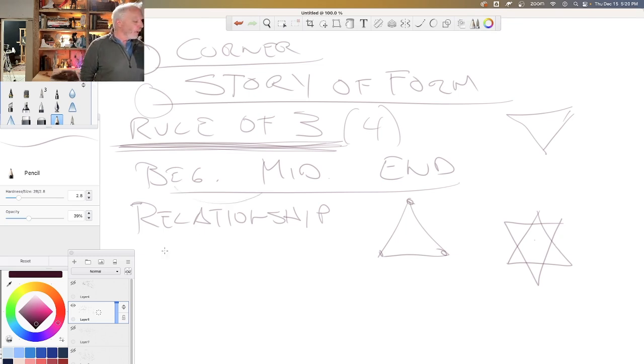Without three, we don't have a relationship. The love, there's me, there's my wife, and there's our relationship as the third thing. We have to give to each other for that third thing called relationship.